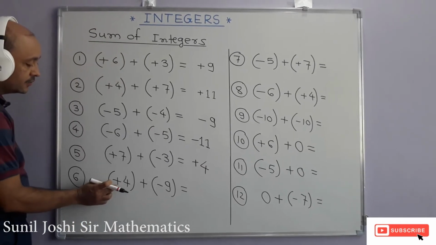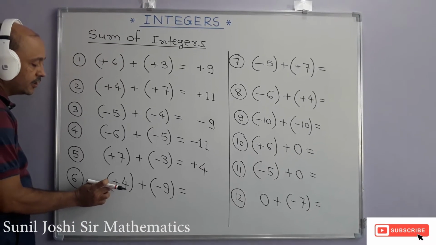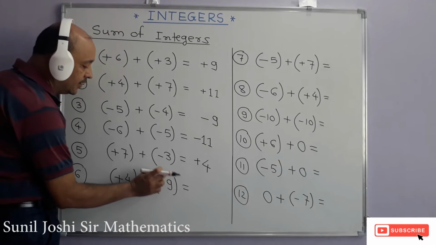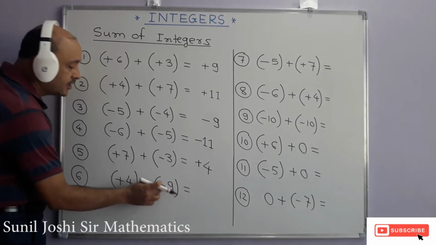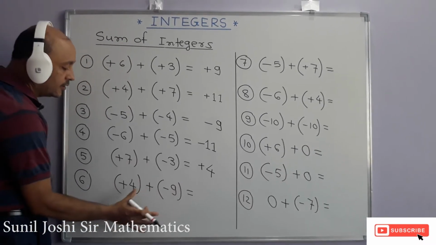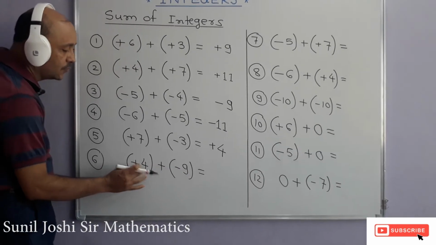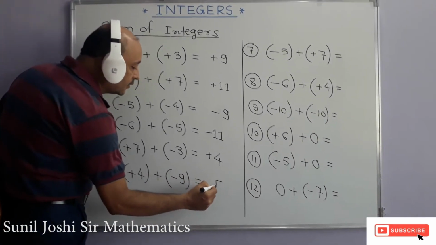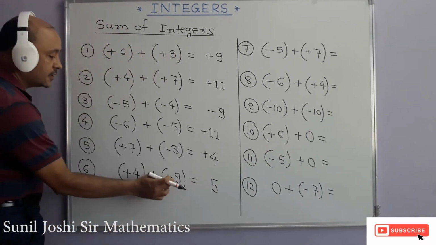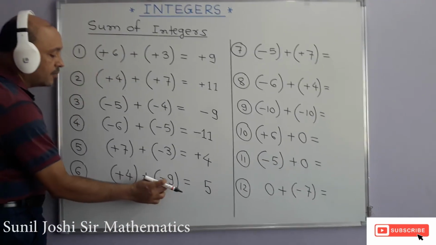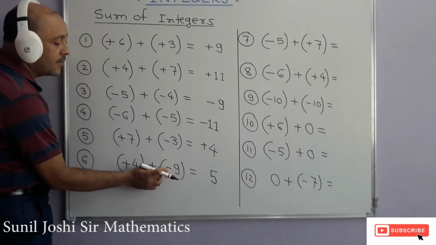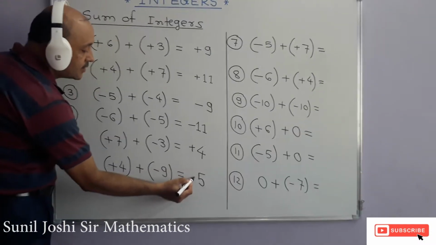Similar example, the signs are different. First is positive 4 and then another one is negative 9. So different signs means subtraction. How to subtract? A smaller number is subtracted from the greater number. So 9 minus 4, the answer is 5. Then about the sign, 9 is the greater number among these and 9 has the sign minus. So the answer has the sign minus.